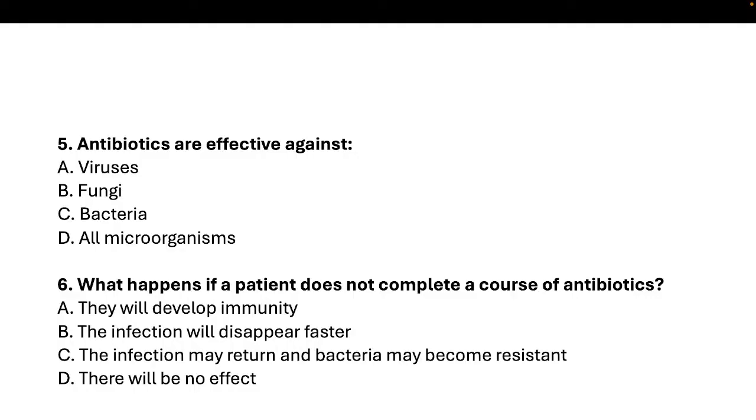Okay, so the answer for 6 then: the infection may return and bacteria may become resistant if the patient does not complete the course of antibiotics. For instance, if an antibiotic is given for a week, it can be given twice daily or once a day for a week. If the patient, let's say, takes it only for 5 days instead of 7 days, because by the 5th day they start to feel better and completely forget about the medication, or they think, I don't need to take this medication anymore because I'm doing fine now, and they stop taking it on the 5th day, then the infection might not have been cured completely.